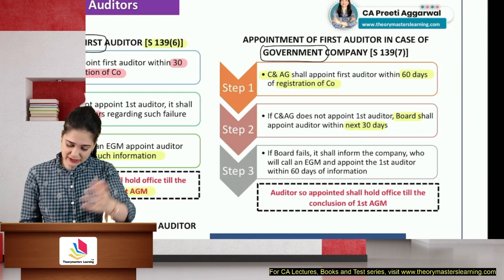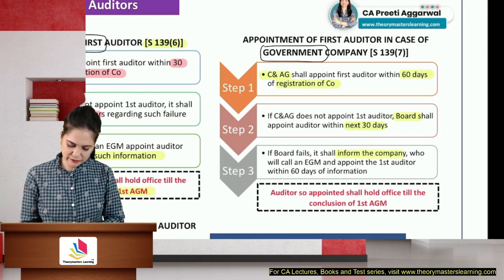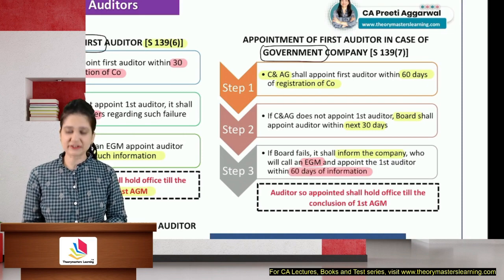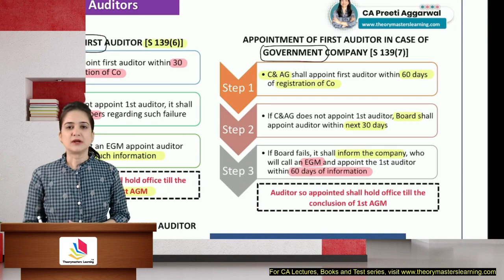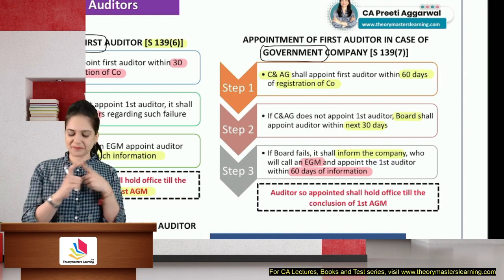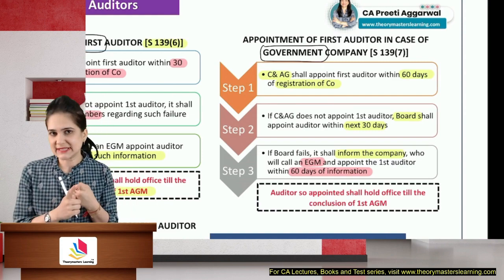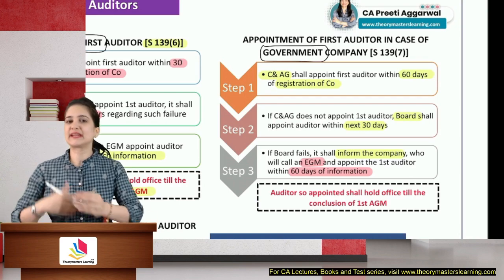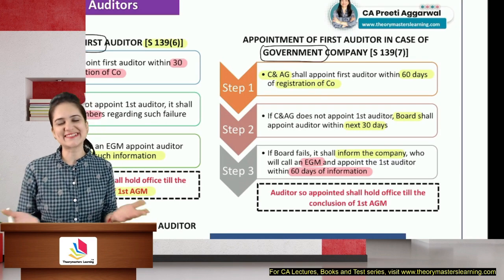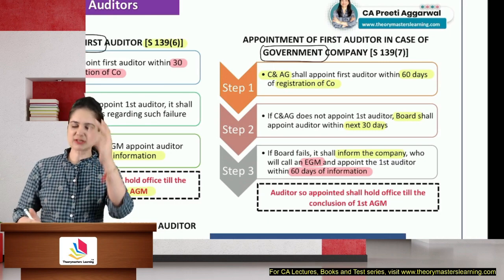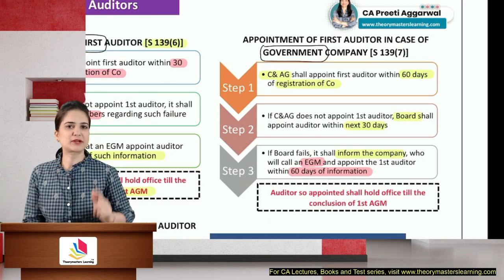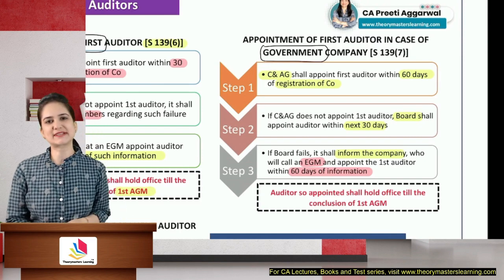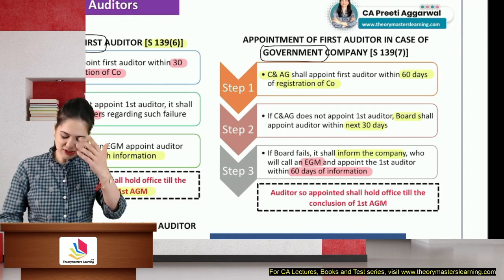If the board fails, then they will inform the company, who will call an extraordinary general meeting and appoint the first auditor within 60 days of receiving the information. So let us revise. CAG will appoint the auditor within 60 days of registration of the company. If CAG fails, board will appoint within the next 30 days. And if the board fails, then they will inform the members, and the members will appoint the auditor within 60 days from date of information. Auditors so appointed will hold office till the conclusion of the first annual general meeting.